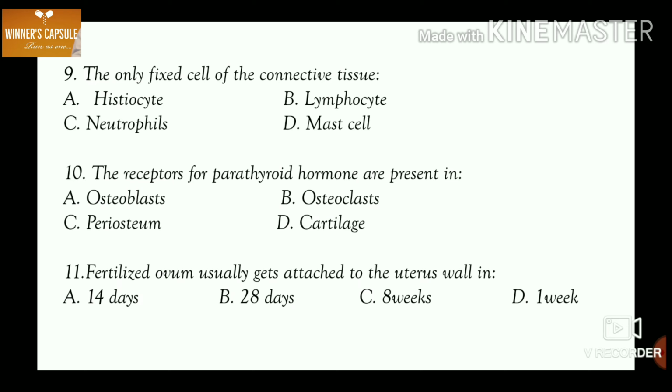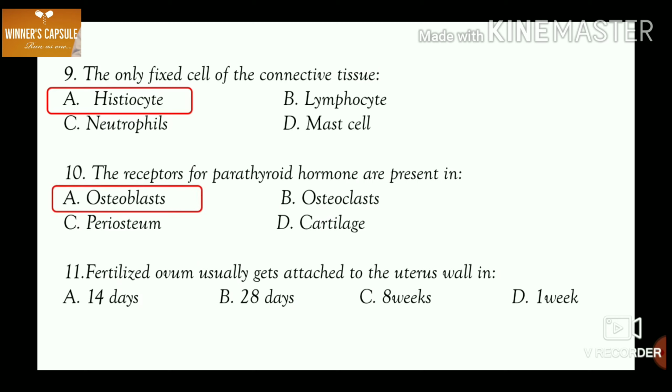Ninth one, the only fixed cell of the connective tissue. A. Histiocyte, B. Lymphocyte, C. Neutrophils, and D. Mast cells. Answer is option A, Histiocyte. 10th one, the receptors for parathyroid hormone are present in A. Osteoblast, B. Osteoclast, C. Periosteum, and D. Cartilage. Answer is option A, Osteoblast.